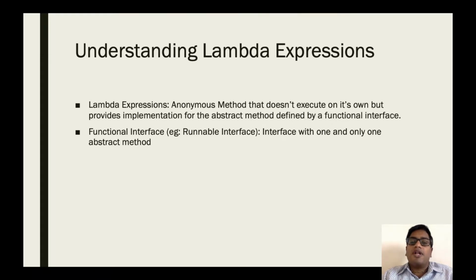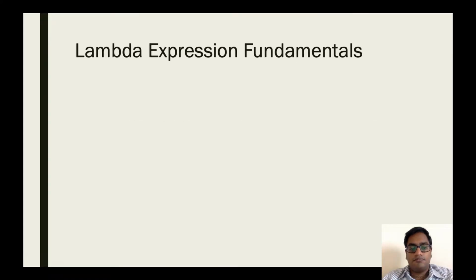So to summarize, lambda expression in Java is an anonymous method. It does not execute on its own but provides implementation for the abstract method of a functional interface. Hence, functional interface and lambda expressions are closely coupled together. Now let's talk about the new syntax element and the operator added by the lambda expression to the Java programming language. One important operator is called the lambda operator, which is denoted by an arrow symbol, and hence it is also called the arrow operator.